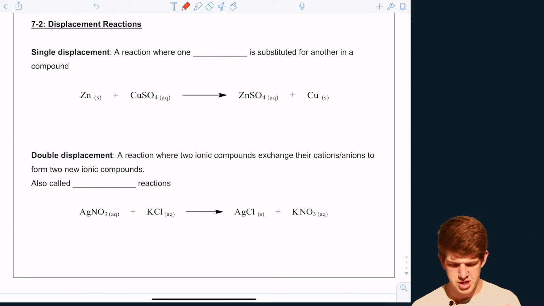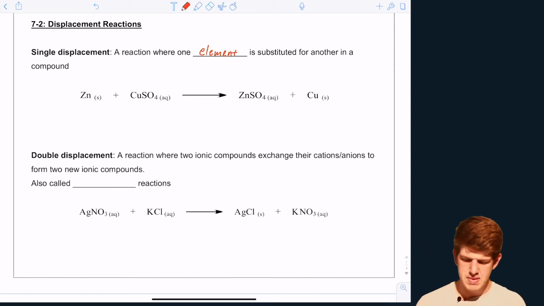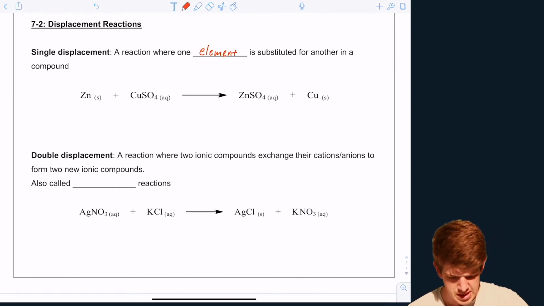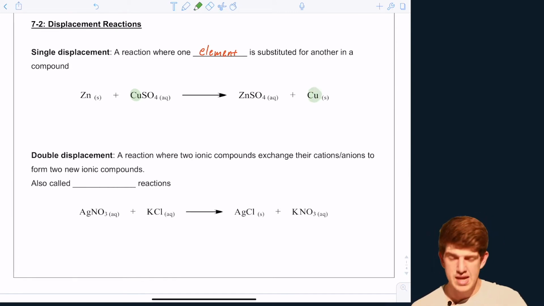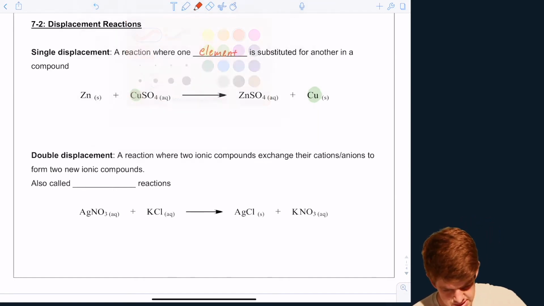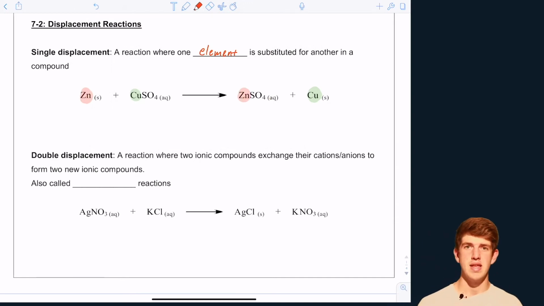So a single displacement is just a reaction where one element is substituted for another in a compound. Here we see that copper was originally a part of a compound, copper sulfate. But after this reaction, copper is now in a solid state by itself, while zinc replaced it. And so we had only one replacement happen. Copper sulfate became zinc sulfate. So one change, single displacement.